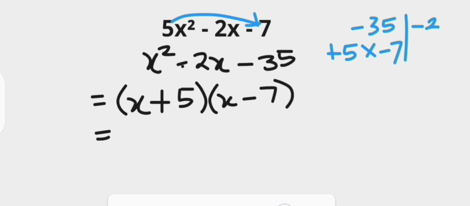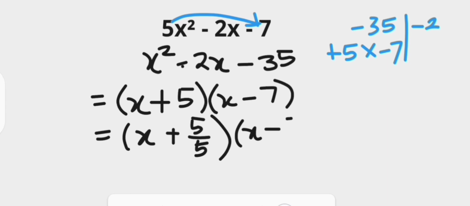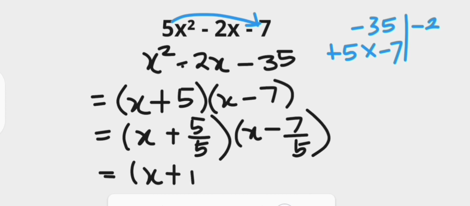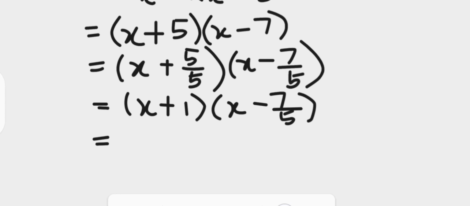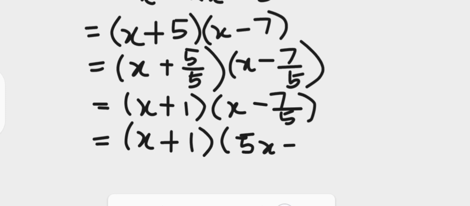And we're going to need to factor out 5, the leading coefficient, by writing this as x plus 5 over 5 and x minus 7 over 5, giving us x plus 1 and x minus 7 over 5. And then the denominator will be written by the side of x to finally factor the expression, meaning that we have x plus 1, 5x minus 7. That is the slide and divide method.